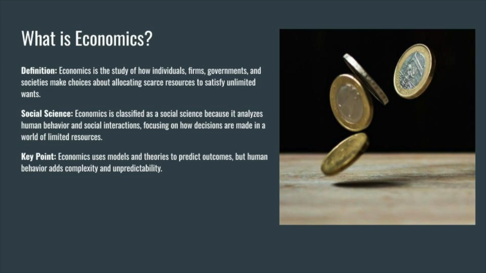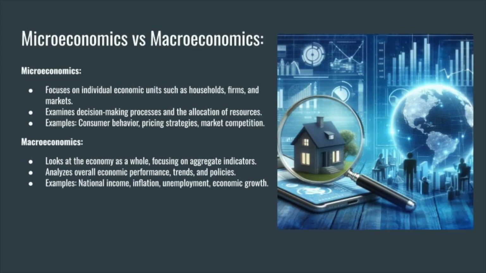As a social science, economics uses scientific methods to analyze and predict human behavior, though the outcomes are less predictable than in natural sciences like physics or chemistry.